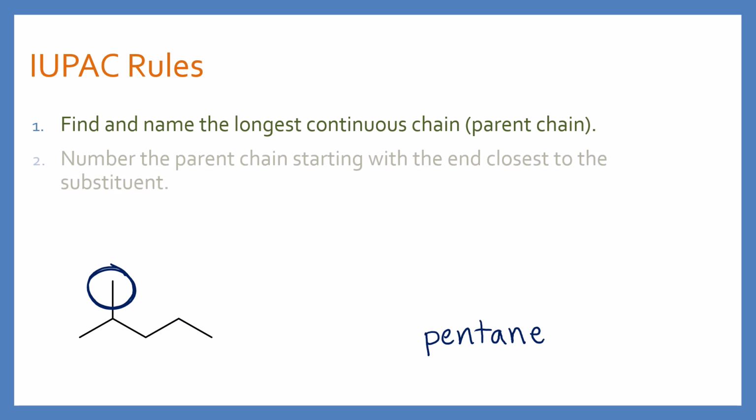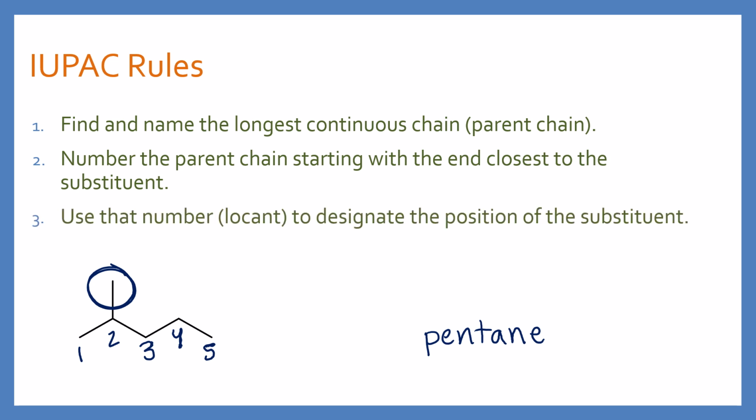well. The next part says to number the parent chain starting with the end closest to the substituent. The substituent is closest to the left side, so we're going to number starting from the left. And then we use that number, which is the locant, to designate the position of the substituent. So on carbon number 2, we have a 1 carbon decoration. A 1 carbon decoration is called methyl.